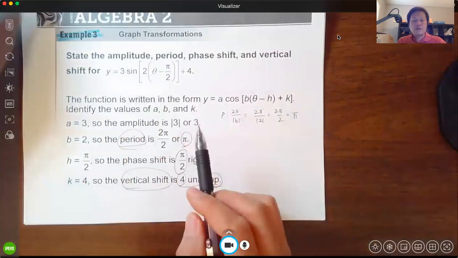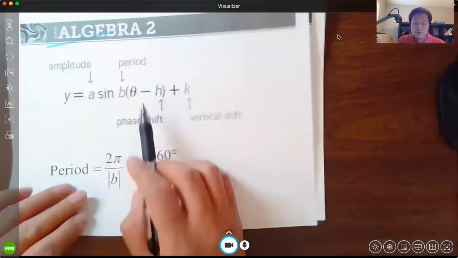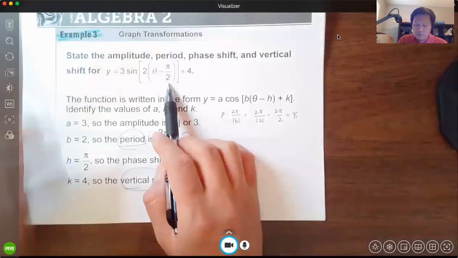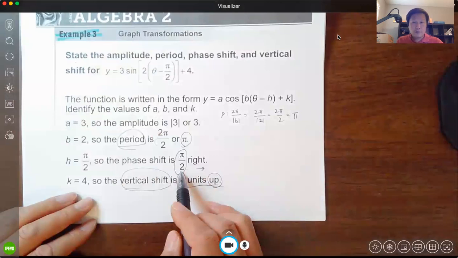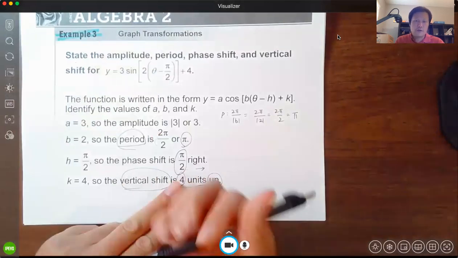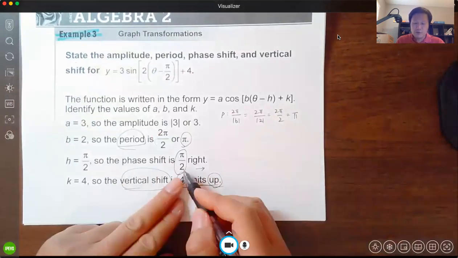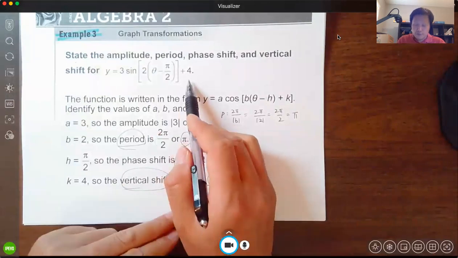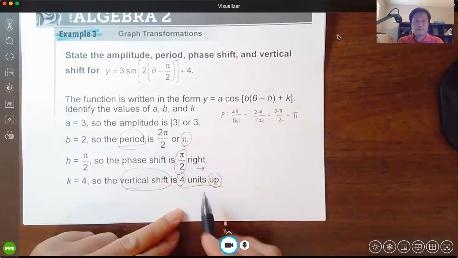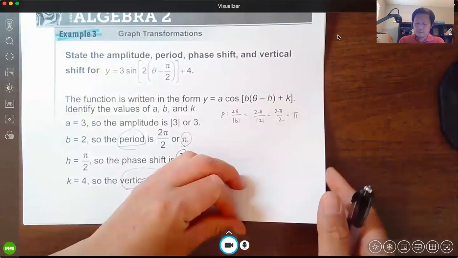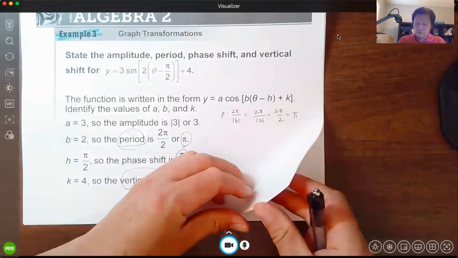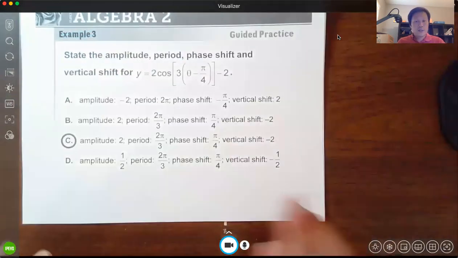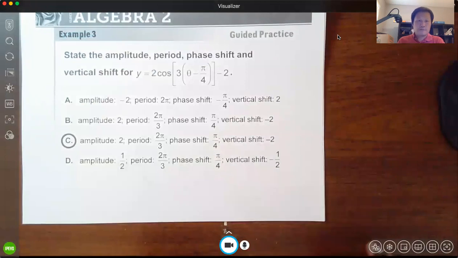Okay, phase shift is inside the parentheses. H value is the phase shift. H value is pi over 2. Positive pi over 2 means you got a phase shift to the right by pi over 2. Okay, plus 4 outside the parentheses is a vertical shift up by 4. Okay, you should pause it, then try it.